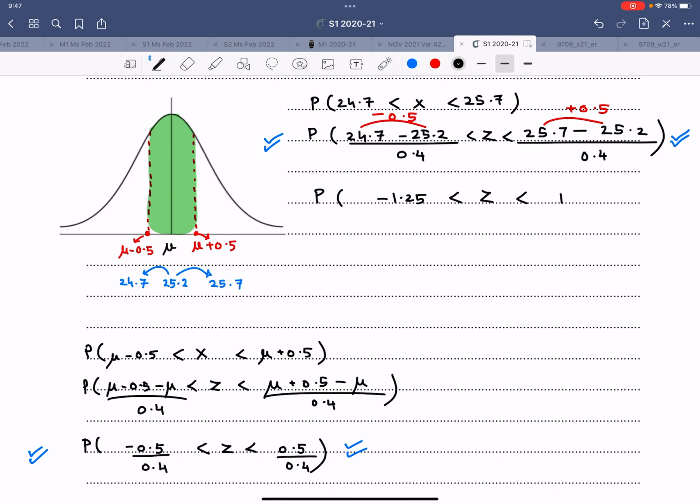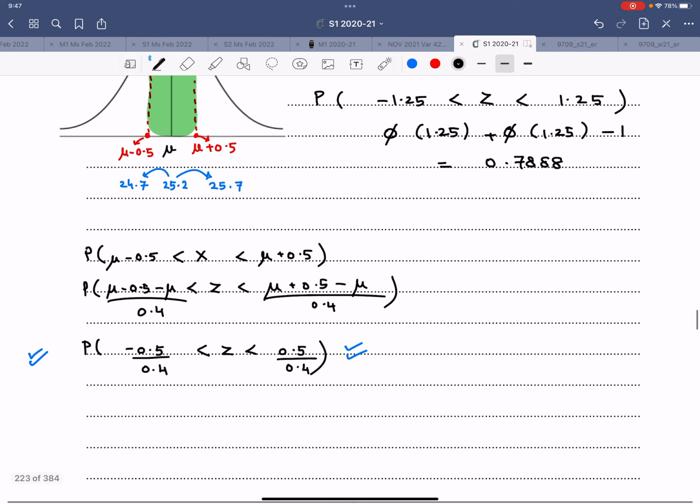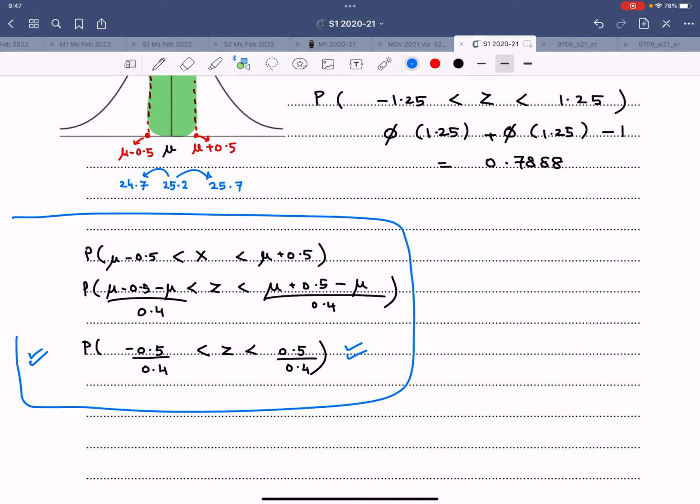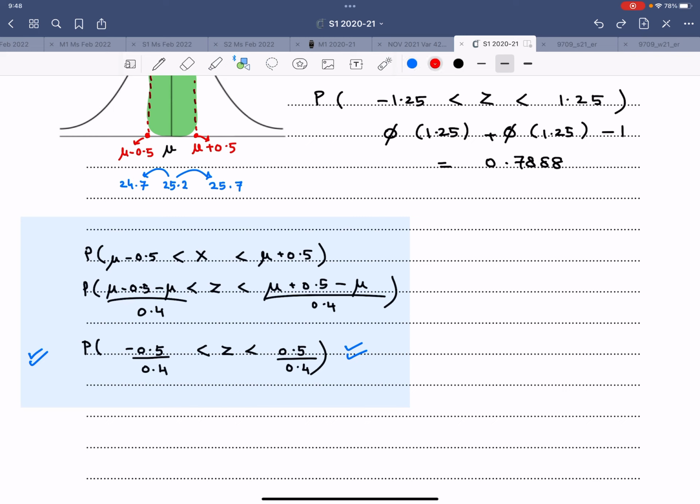So this is rule number 7. Phi of 1.25 plus phi of 1.25 minus 1, and then you get the final answer, which in this scenario comes out to be 0.7888. Now let's introduce binomial over here. So first of all, let me arrange this in a box. This is separate. And over here, we are introducing binomial.